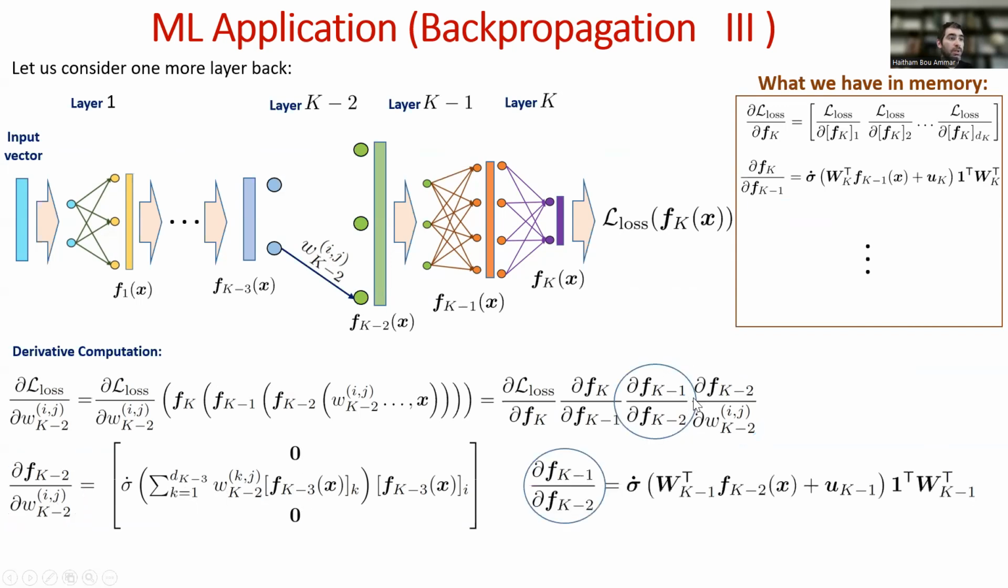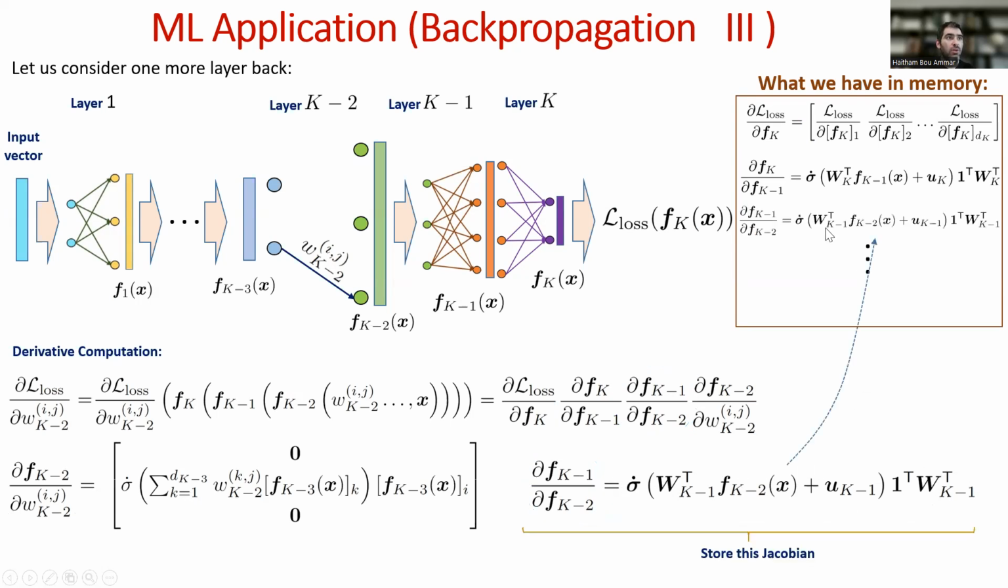And also, when it comes to this Jacobian, which is the Jacobian of the output of the K-1 layer with respect to the input of the K-1 layer, which is the output of the K-2 layer, we can use a similar strategy as we previously used in order to compute this expression, and we have this term. And of course, we add that term in the memory as well. And continue in the same fashion.